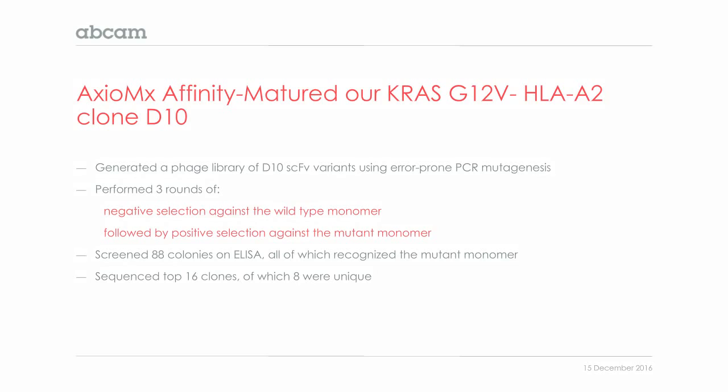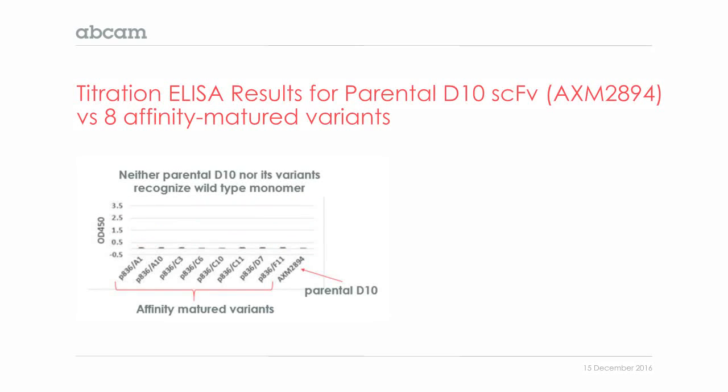So then Axiomx did follow-up characterization on these 8 unique clones. They recombinantly produced these scFvs and tested them on various ELISAs. Now I'll give you some examples of the ELISAs that Axiomx performed. One ELISA was just to see how the parental D10 scFv and its 8 affinity matured variants bound to the wild-type monomer. Axiomx is referring to the parental D10 scFv as AXM2894.